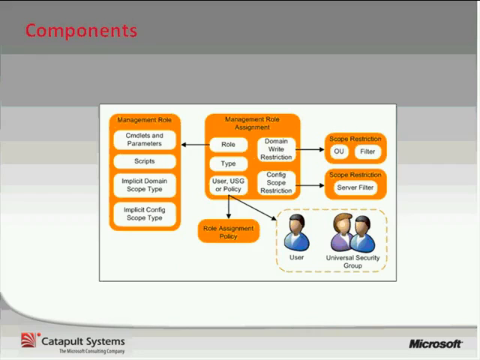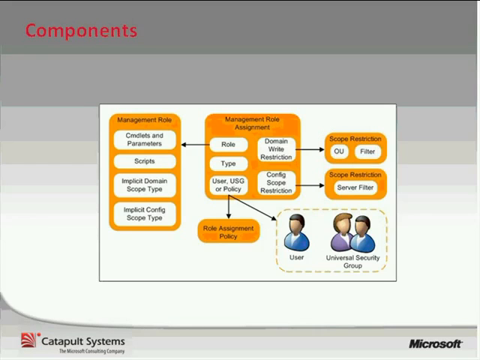I would love to go into RBAC a little deeper than I have now. However, I can spend an hour or two or three talking about RBAC alone, so I just want to throw the components up there. There's the management role itself, which includes a bunch of commandlets and parameters, some scripts, an implicit domain scope type, and an implicit configuration scope type. Two different scope types there. In the management role assignment, we've got the management role type, which user or user groups or policies are applied to this. We've got domain scope restrictions and config scope restrictions.